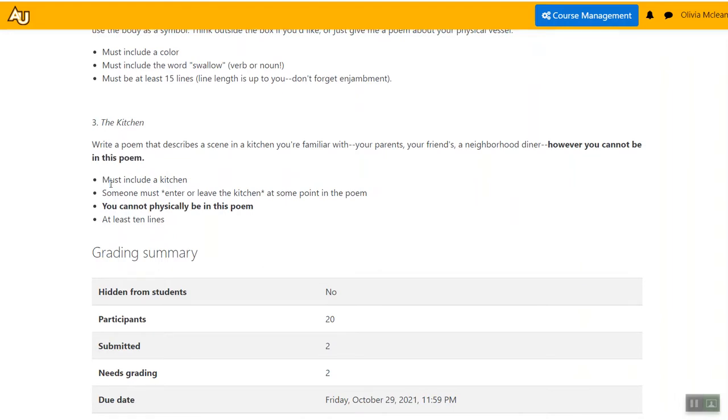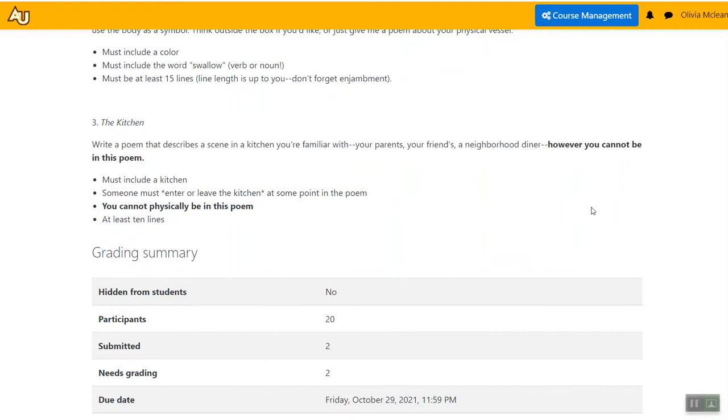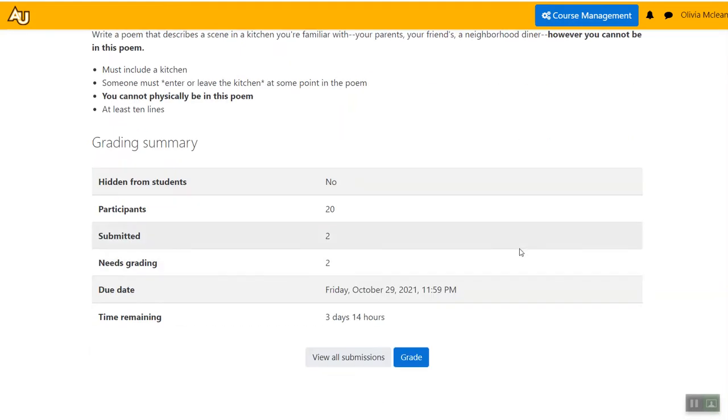And then finally, the kitchen. Write a poem that describes the scene in a kitchen that you're familiar with: your parents', your friends', a neighborhood diner. However, you cannot be in this poem. Must include a kitchen. Someone must enter or leave the kitchen at some point in the poem. You cannot physically be in this poem, and it needs to be at least 10 lines.